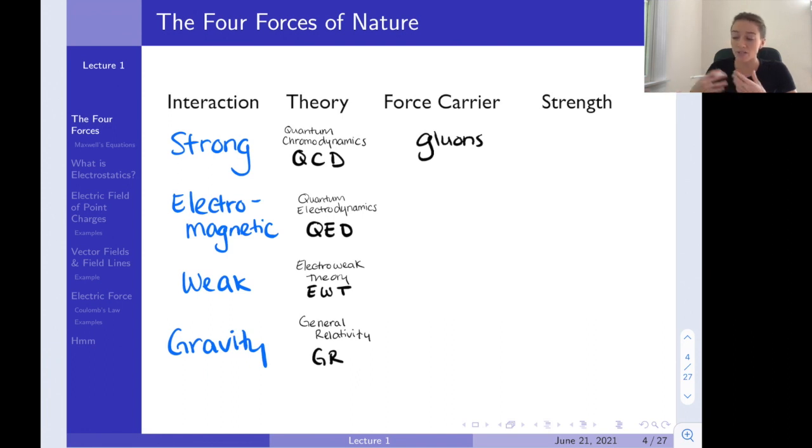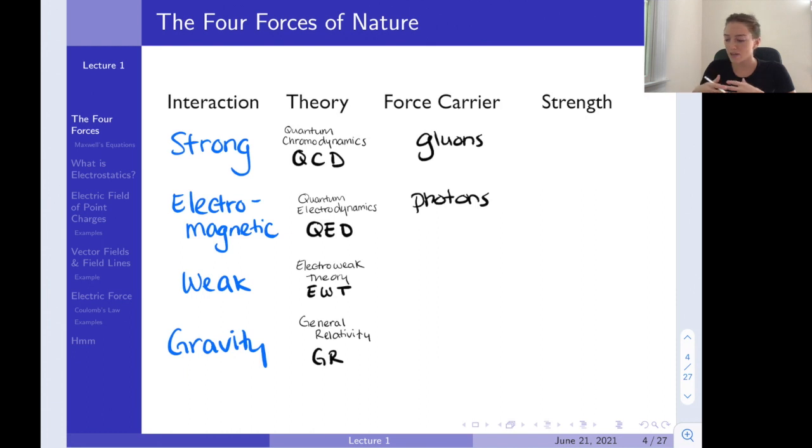And then the force carriers for electromagnetism are photons. So I'm sure everyone has at least heard of photons. Those are light particles. We'll talk more about photons in a minute. But photons are what carry the electromagnetic force over distances and mediate that force.